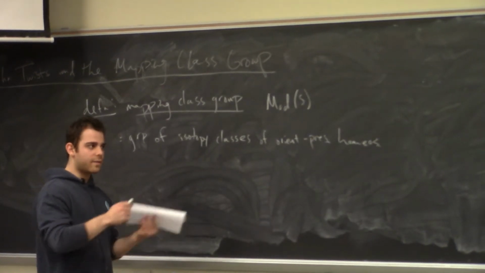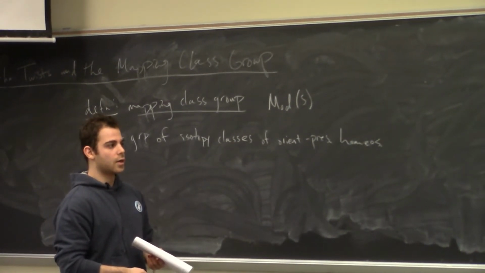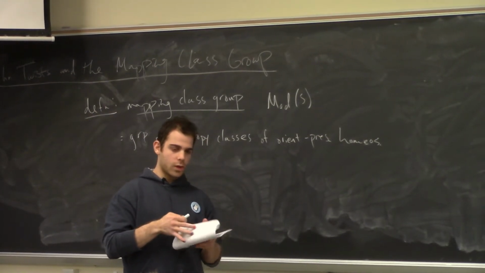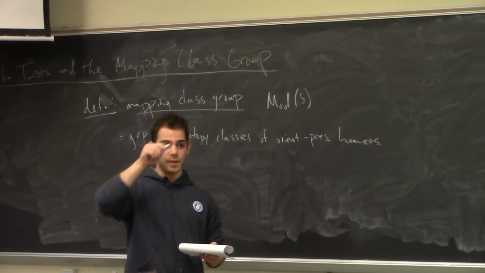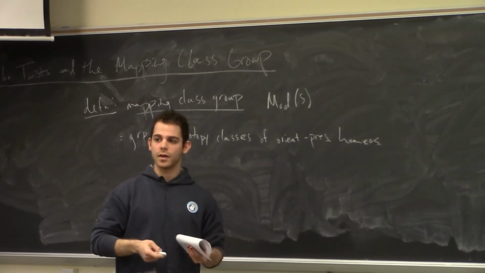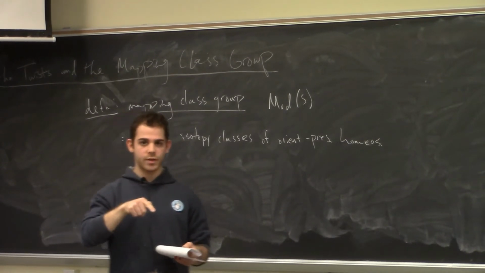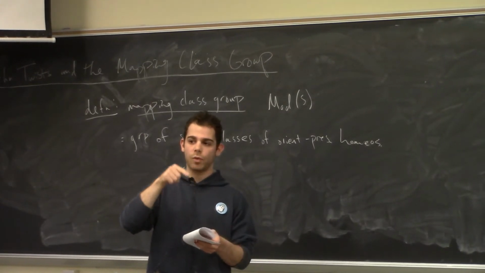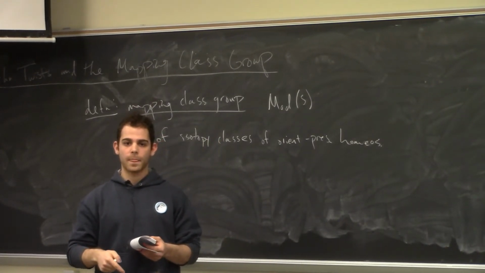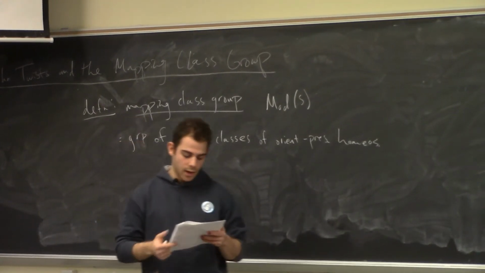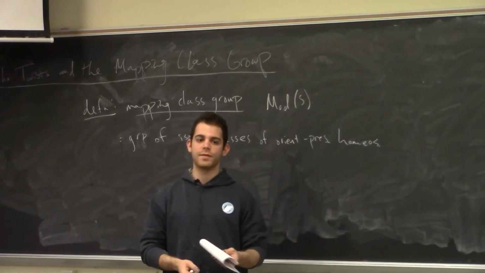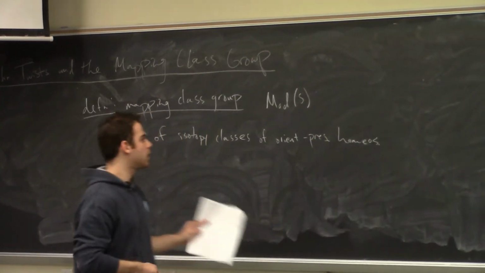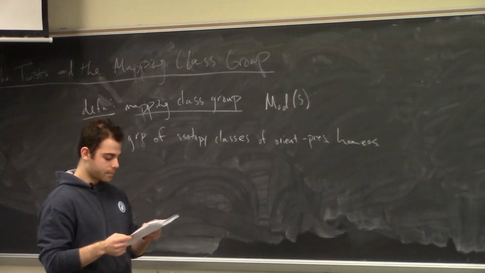The only thing is that if S has punctures, then you want the homeomorphisms of the surface to leave the punctures invariant as a set. So they don't need to map a puncture to itself, but it needs to map one puncture to another puncture. And this way you don't screw up any topological data. And the isotopies also have to leave the sets of punctures invariant. And then you can just define the mapping class group in the exact same way.